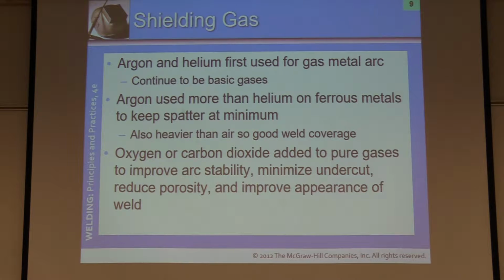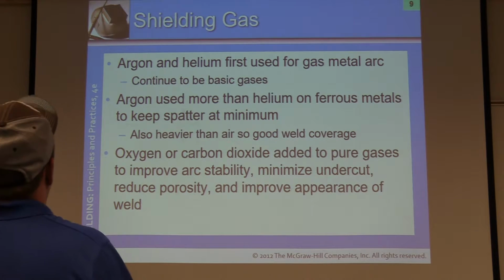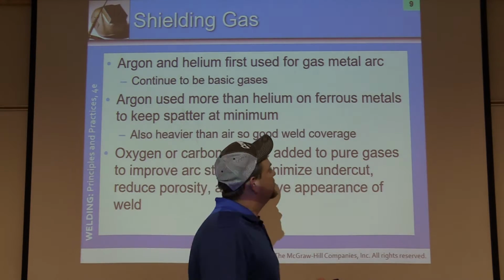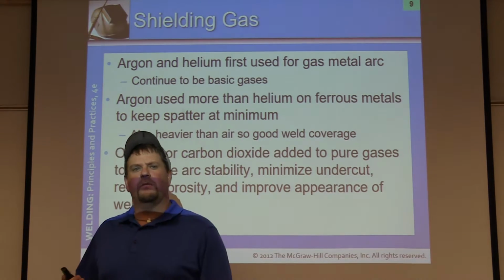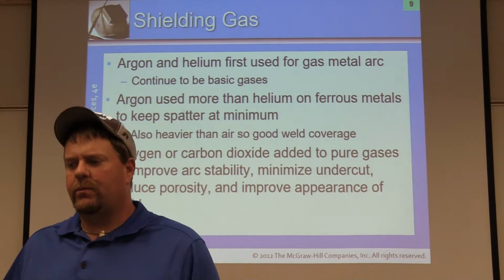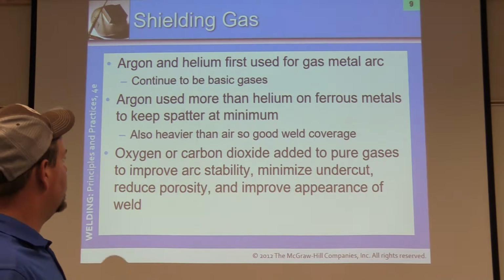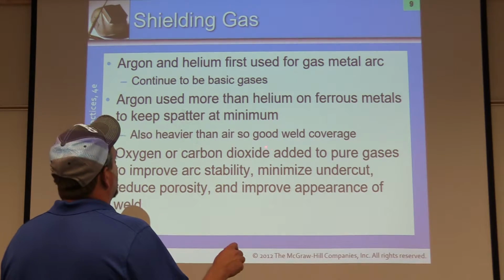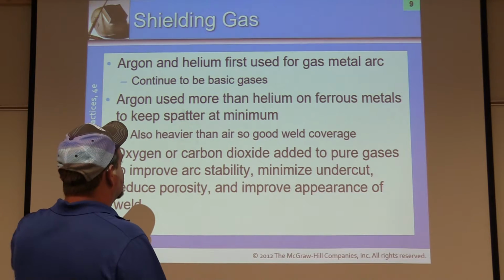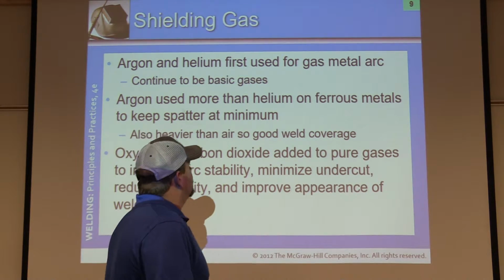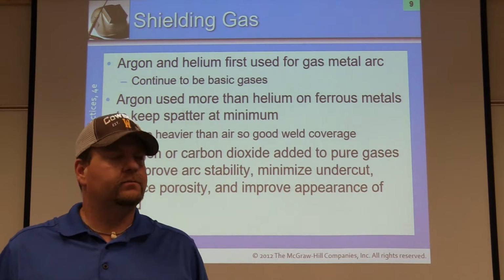Argon and helium were first used for gas metal arc welding. They continue to be the basic gases. Next to those, I would also say CO2. Remember, you can have argon, or you can have 75-25, which is 75% argon and 25% carbon dioxide. It makes a much prettier weld puddle than just carbon dioxide. Some materials can be used with carbon dioxide, however, that's not exactly what we want all the time, okay?